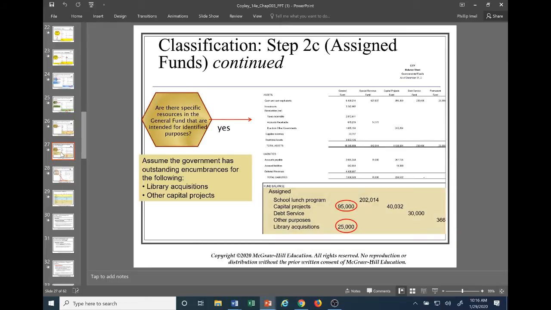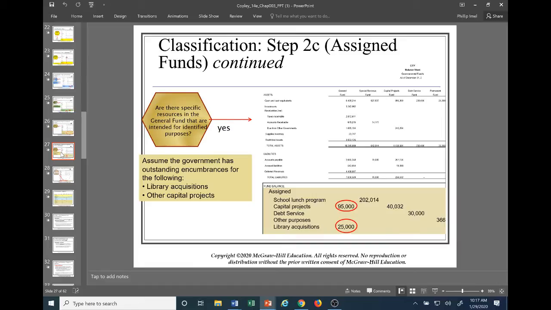Step 2C, we're still on assigned funds. So are there specific resources in the general fund? We were just talking about the other four funds, right? We had to assign them because GASB doesn't permit positive unassigned fund balances. So they assigned them. So the general fund, are there specific resources in the general fund that are intended for identified purposes? Well, we're going to make an assumption again that the government has outstanding encumbrances for the following. And we're going to get into encumbrance accounting here shortly in this lecture.